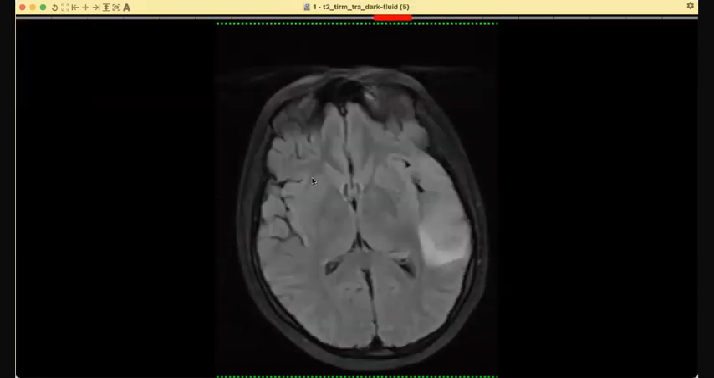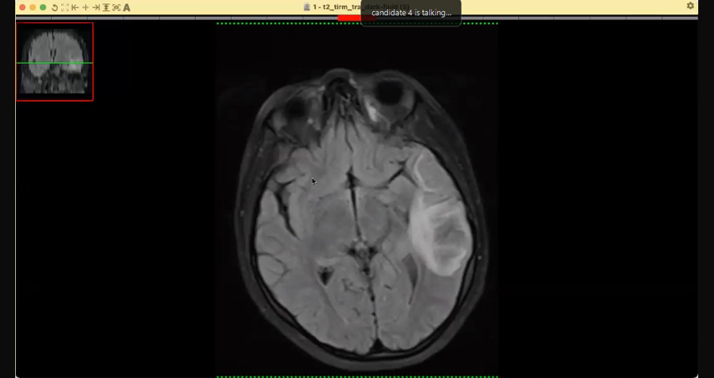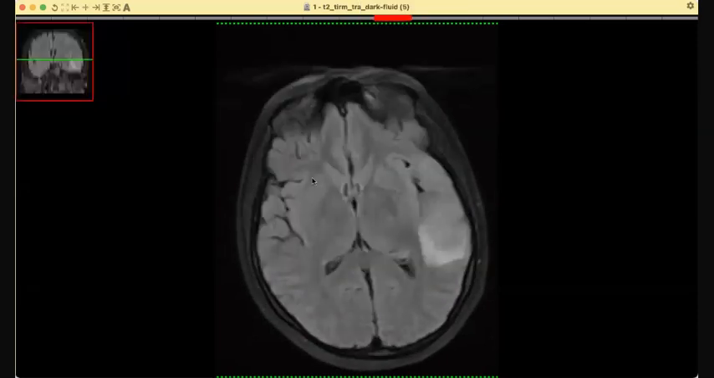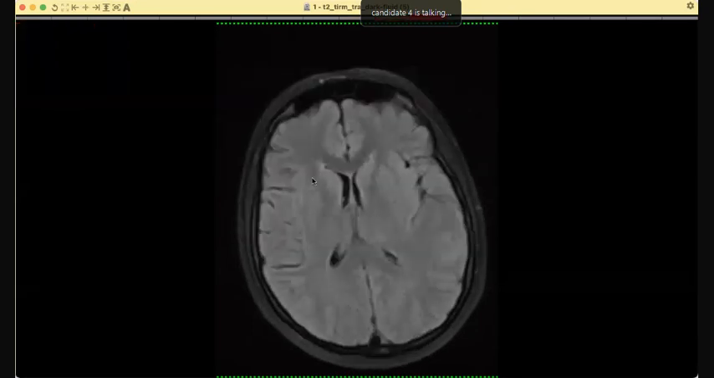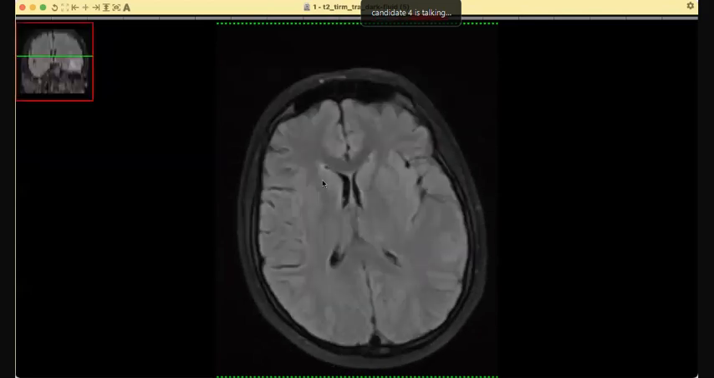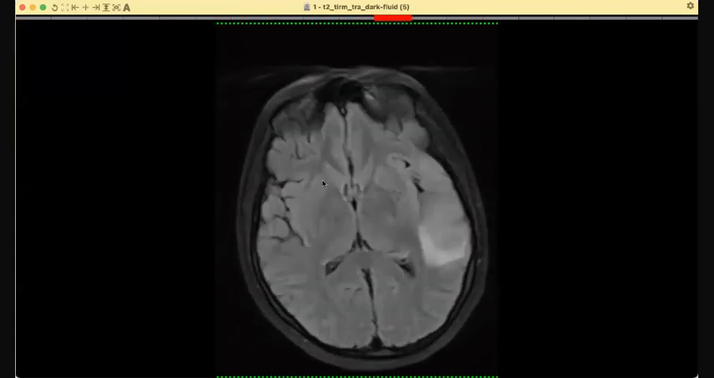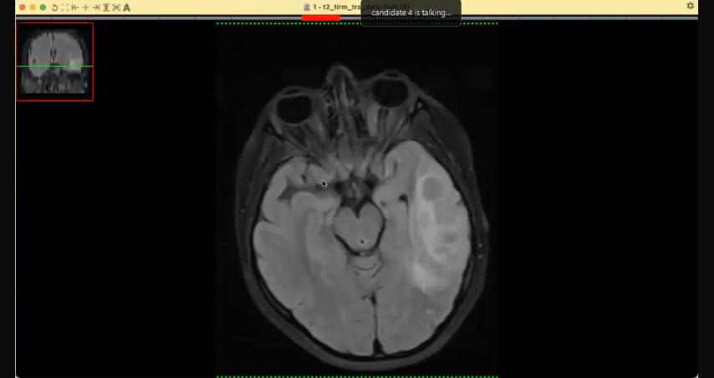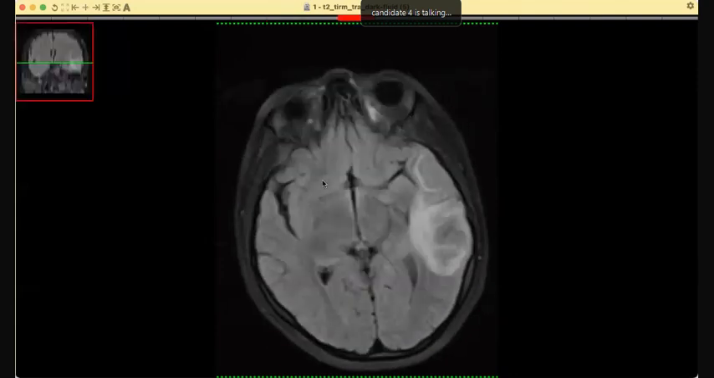And this lesion, this altered signal intensity area, is causing mild edematous changes in the adjacent brain parenchyma with effacement of the left lateral ventricle, and also causing effacement of the temporal horn. Okay.